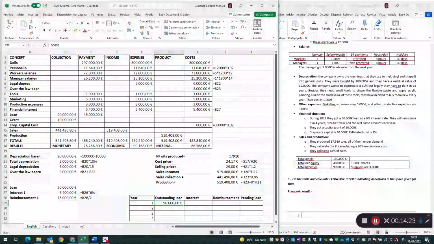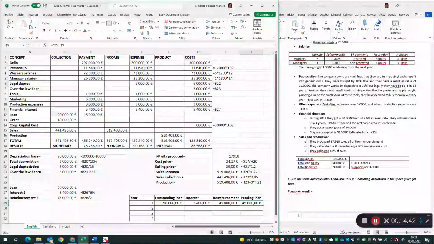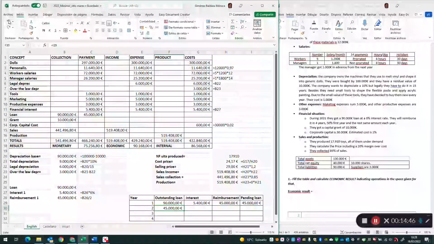And the company received 90,000 euros. So the first year, we're going to do an interest of 6% of the 90,000. And then we're going to do the reimbursement, which is going to be 50%. So the pending loan is 90,000 minus 45,000, 45,000. And this is the outstanding loan for the second year. So here is the thing. Now we need to deal with the reimbursement for the next 3 years.